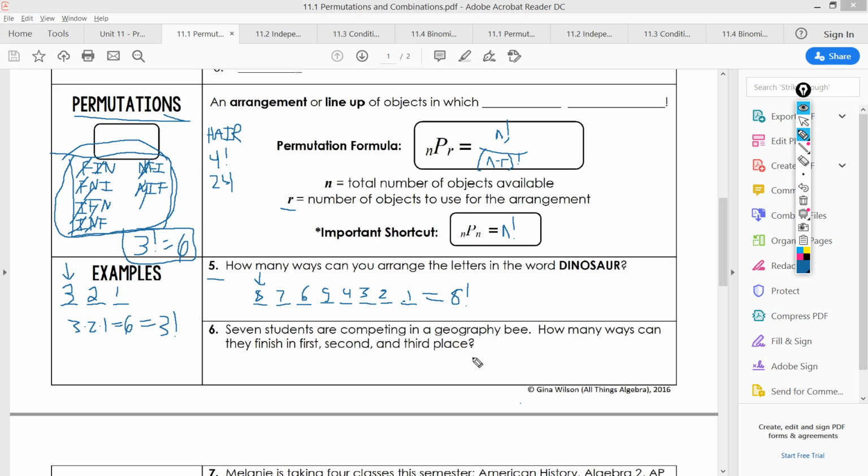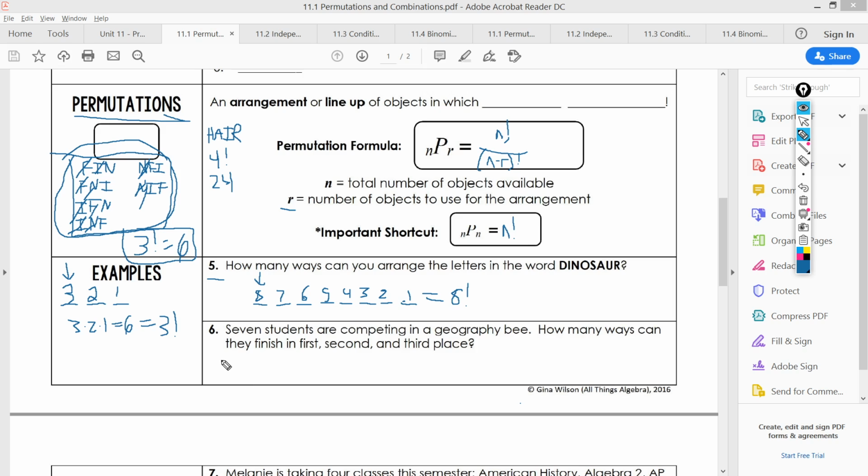That's the most basic situation, and that's why we use factorials, to keep track of how many ways something can happen. Now, right away, things are going to get more difficult with number 6. 7 students are competing in a geography bee. How many ways can they finish in first, second, and third place?